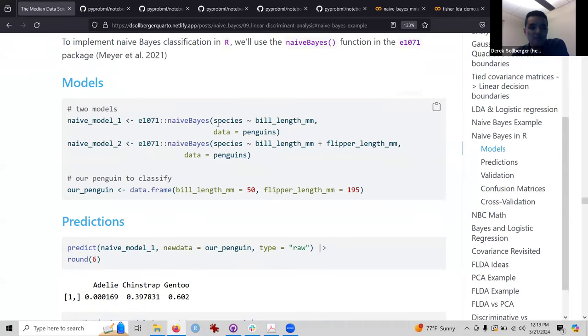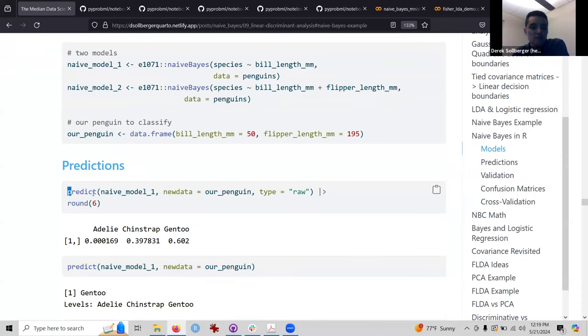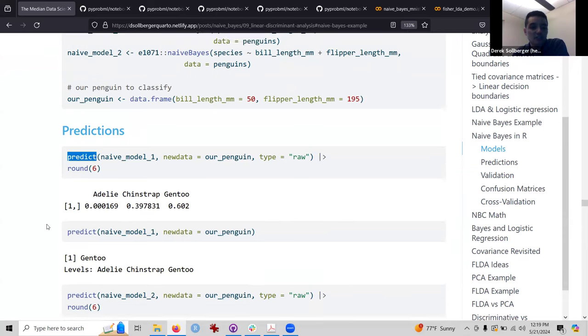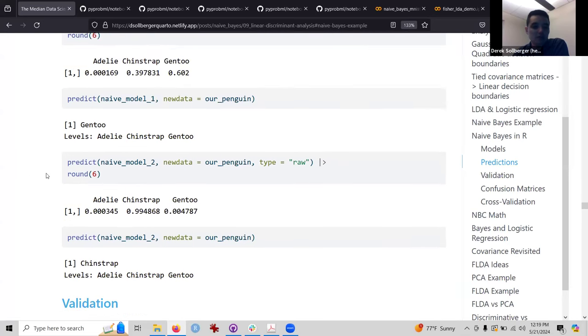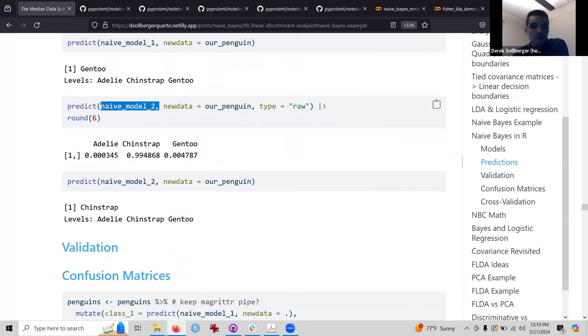From there, after running the naive Bayes function on the models, you could use the usual predict function. The nice thing is, in the predict function, if you use it as usual, it'll give you the classification label. But if you type in this parameter type equals raw, it'll give you the posterior distribution in full. Like the above examples, once we got to the model with the two numerical variables, the posterior distribution is definitely pointing us towards the chinstrap penguins.